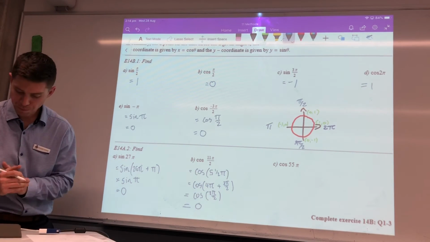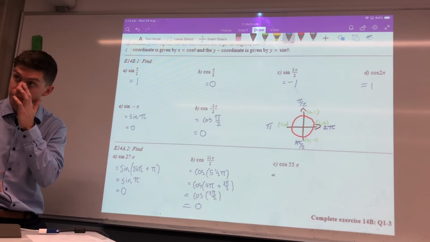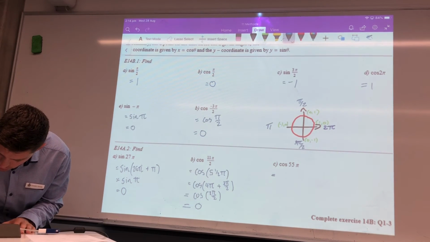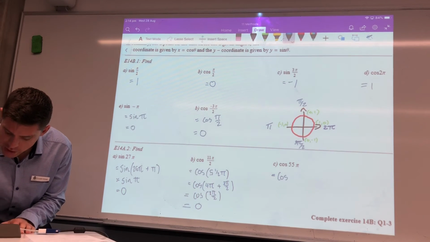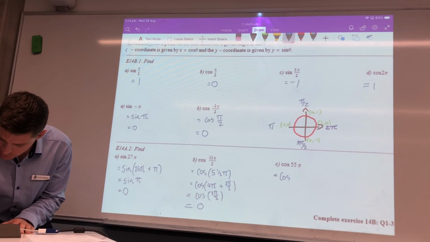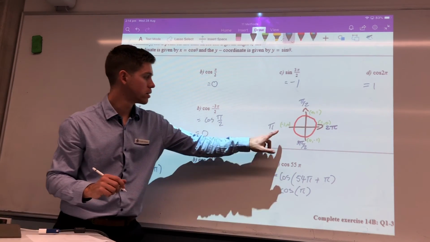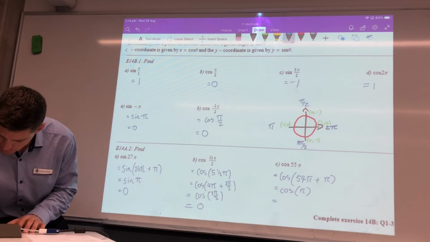Okay, so our last example here, cos of 55 pi. We could break this up into 54 pi plus pi. So this could be the same as cos of pi. Cos of pi is -1.